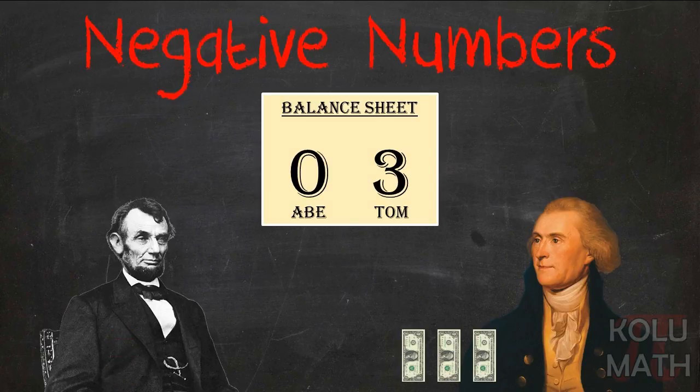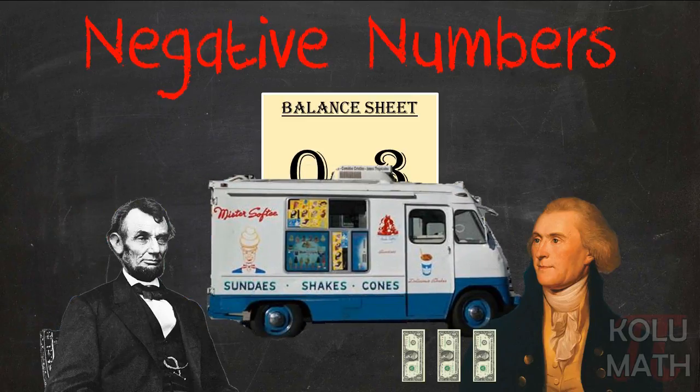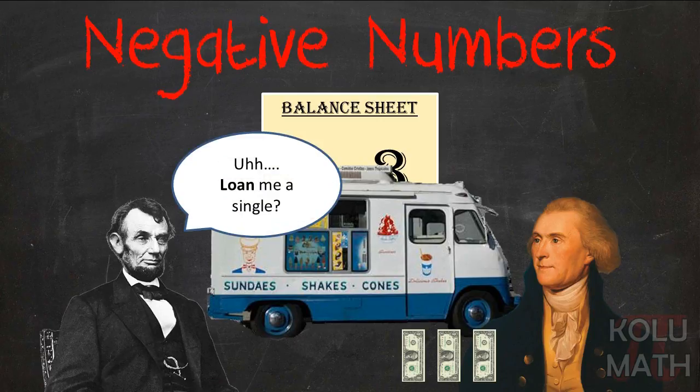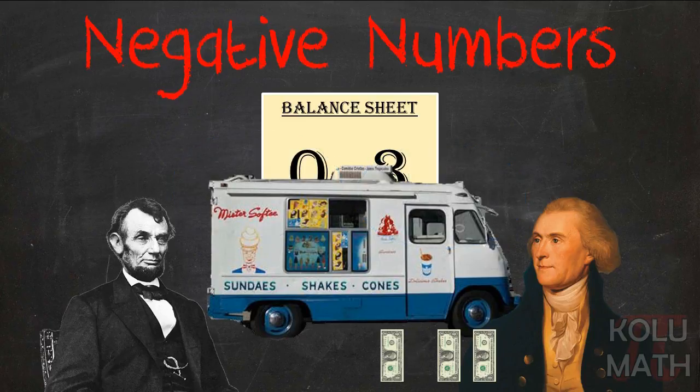Now, where this all gets interesting is what happens on the next day. All right, so the ice cream truck comes just like it always does, but Abe doesn't have any money. So he comes up with a bright idea, and an idea that's been running around here for a couple millennia. He wants a loan, and he asks Thomas to give him $1. Thomas, being a nice friend, says, sure, but you got to pay me back. Great. He gives that dollar over to Abe. Abe gives that money to the ice cream man, and he gets his favorite ice cream.